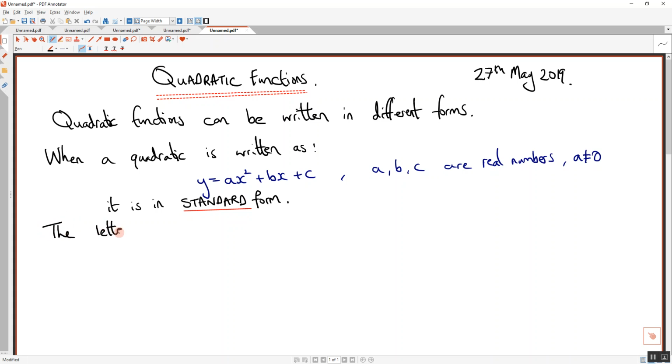Does anybody know the fancy name for A, B, and C? Capital letters A, B, and C are called? Coefficients.